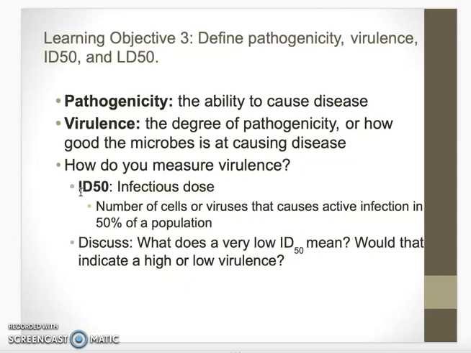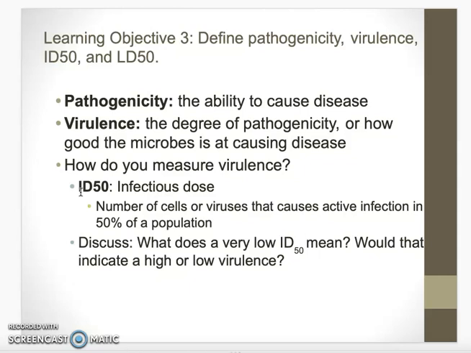So let's discuss what this number means. It will be a number of cells. A very low ID50, say 10 cells to cause active disease in half of a population, means it's a dangerous microbe. So a low ID50, that's bad. A tiny number of cells causing disease means it's more dangerous. So we would say it has high virulence. So low ID50 means that very few cells can cause disease, which means it's very high virulence.